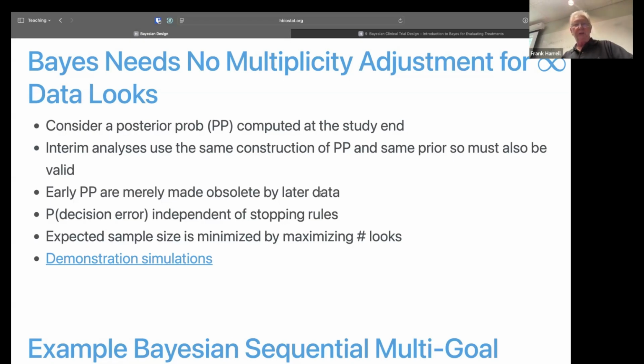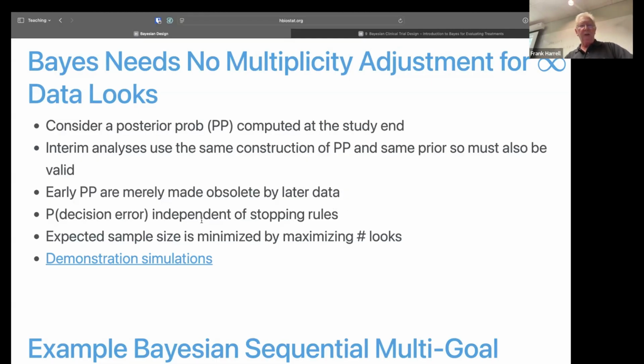And the other thing is the posterior probabilities that you calculate early just become obsolete. So Bayes formally respects the flow of information. Frequentist world doesn't do that. Alpha is kind of bidirectional in information flow, but in the Bayesian, it's forward information flow. So an early look just becomes obsolete when you have a new posterior probability.